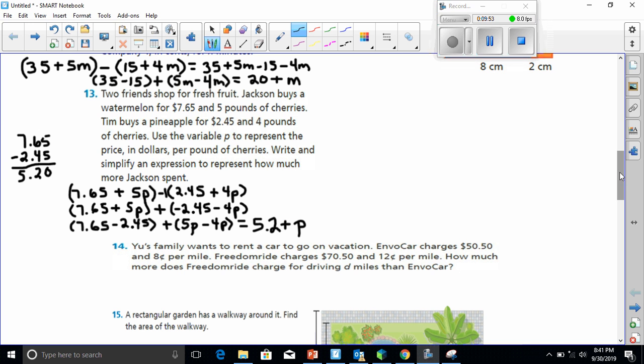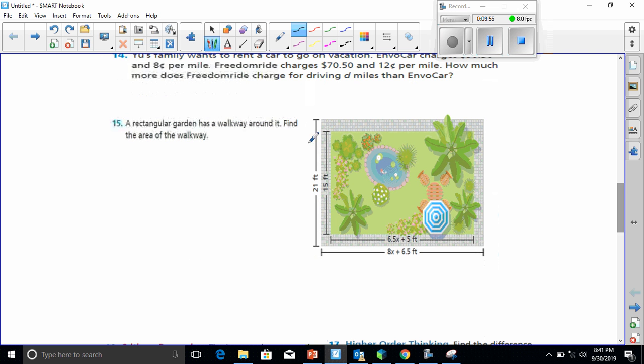Let's go down to number 15 now. A rectangular garden has a walkway around it. Find the area of the walkway. If I'm going to find the area of this walkway, let's see, they're talking about just the stone part, not the inside yard with the pool and stuff. So let's see, which is a garden, I guess we'll call this a garden, even though it kind of looks like a backyard. Find the area of the walkway.